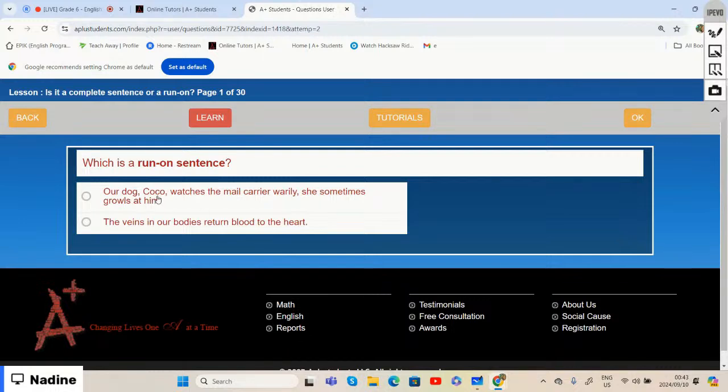All right, it says, which is a run on sentence? Our dog, Coco, watches the mail carrier warily. She sometimes growls at him. Or option two, the veins in our body return blood to the heart. We need to select the correct option.